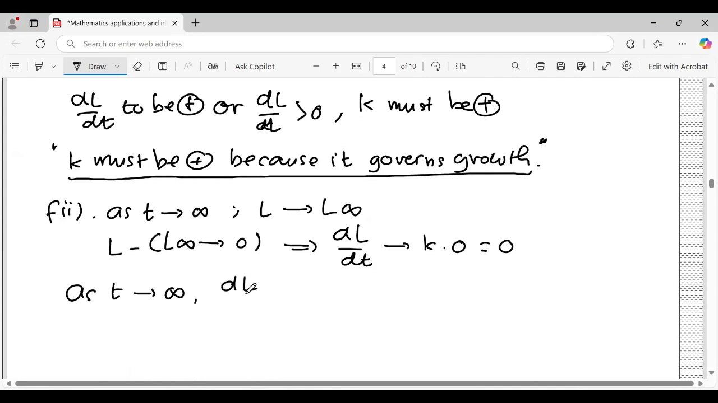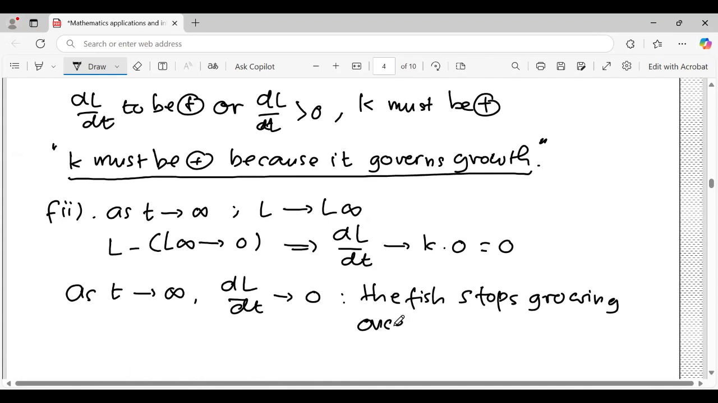So the answer is that as t approaches infinity, dL/dt approaches 0. The fish stops growing once it reaches its maximum length.